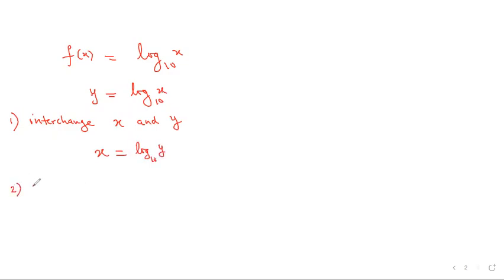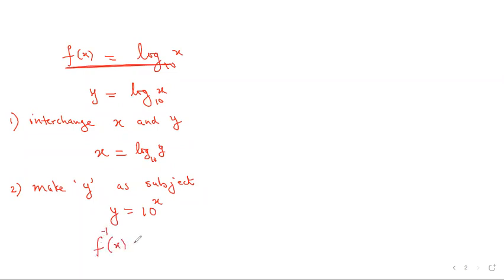Now step number 2, make y the subject. What do you mean by y as subject? Y should be made alone on one side. How to remove the log? Anybody in the class? How to make y the subject? 10 to x is equal to y. From here, I want y as subject. I didn't hear you properly. Can you tell me once again? y is equal to 10 raised to x. So your function was log x to the base 10. So its inverse function is 10 raised to x.